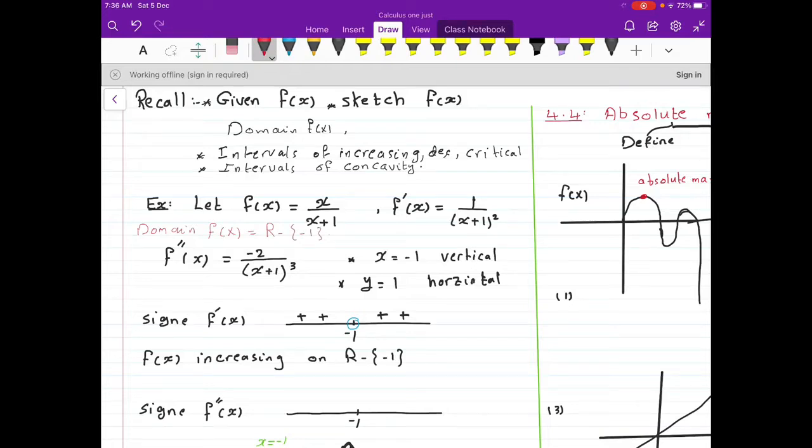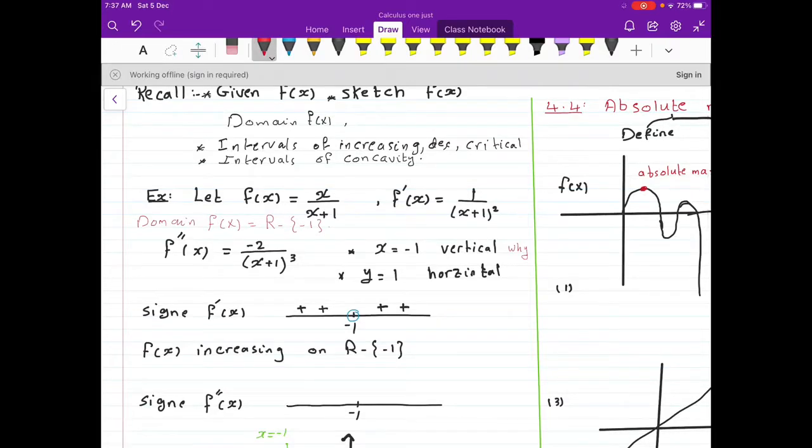We want to sketch this graph. لاحظ إنه x equals minus 1 is a vertical asymptote. Why? If you take the limit as x approaches minus 1 from the right or from the left, الجواب infinity or minus infinity. And y equals 1 is a horizontal asymptote. Why? Since the limit of x over x plus 1 as x approaches infinity equals 1. So it will be a horizontal asymptote.